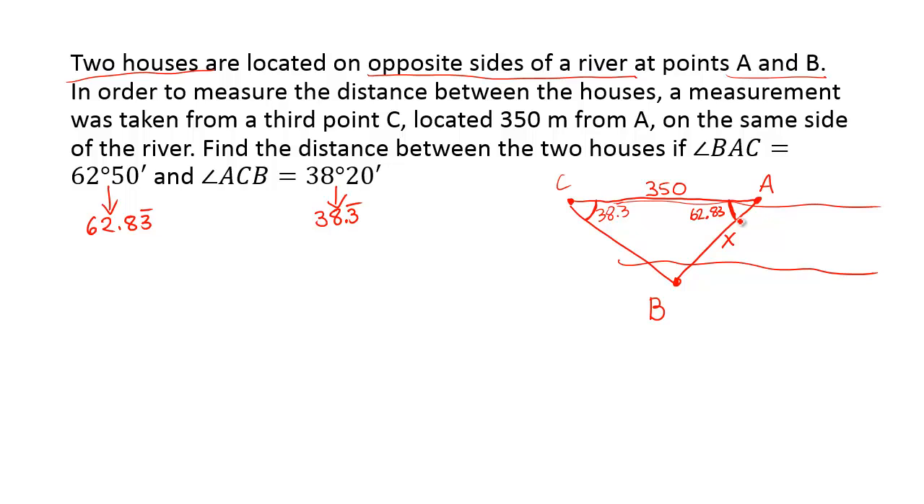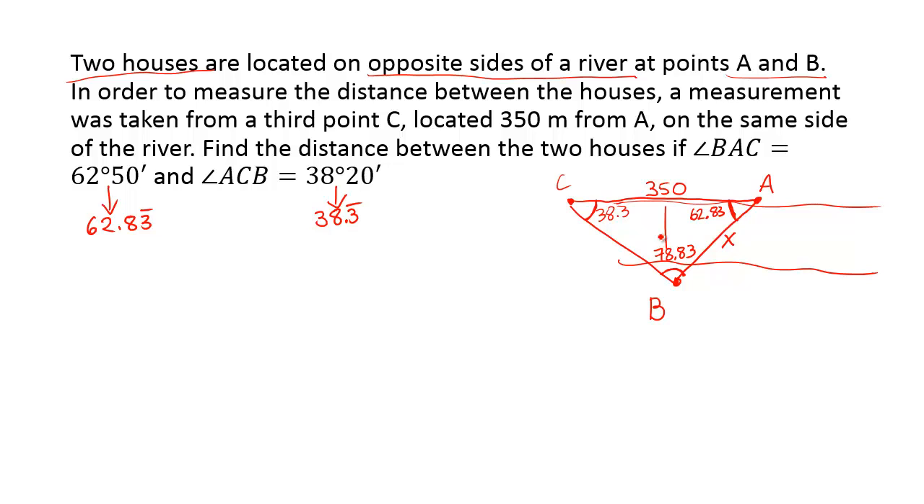So we need to find x. Now, do we have any opposite data? We don't. However, we know that the angles will add up in the triangle to 180. So 180 take away 38.3 repeated, take away 62.83 repeated, and that's going to give you 78.83 repeated. So let's say that's 78.83.